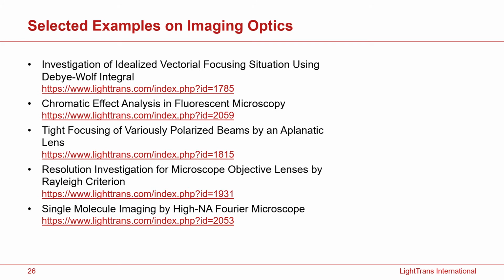In VirtualLab, we always use vectorial representation of light. Therefore, it's also very convenient to study the focusing effect of a polarized beam. Of course, you can investigate the resolution of a microscope by using Rayleigh criteria as well. And there are also advanced types of microscope, like Fourier microscope, that you can also build up in VirtualLab.